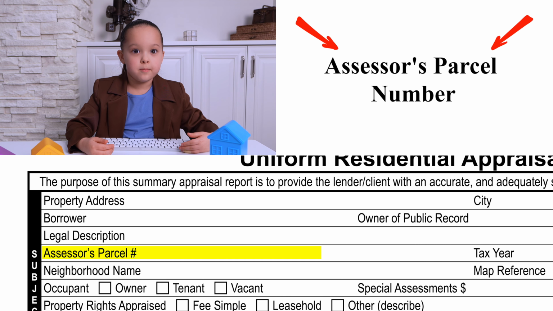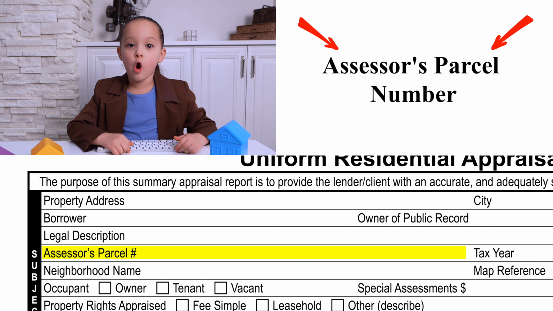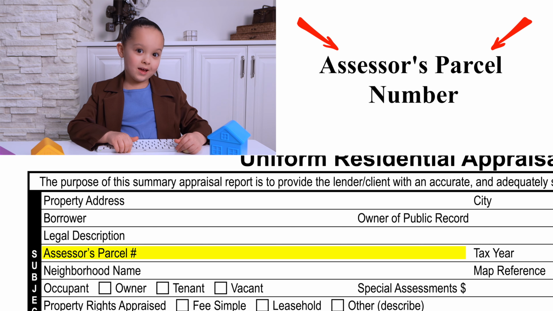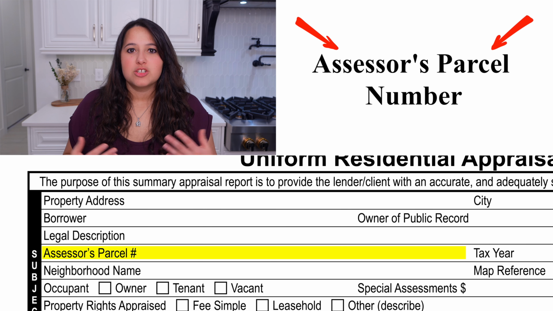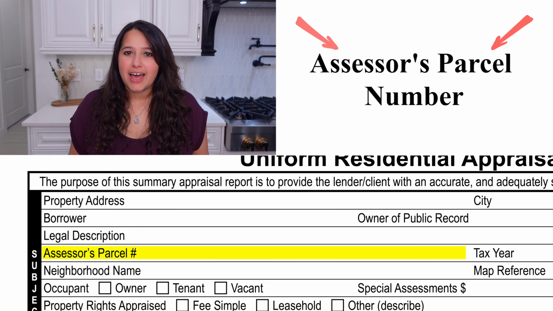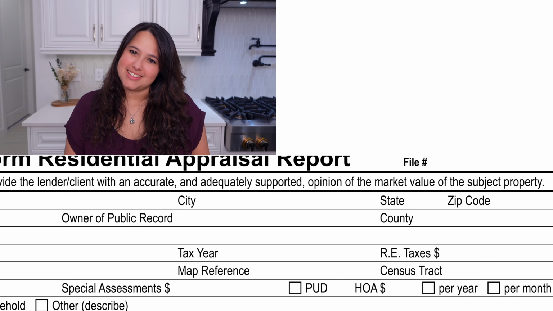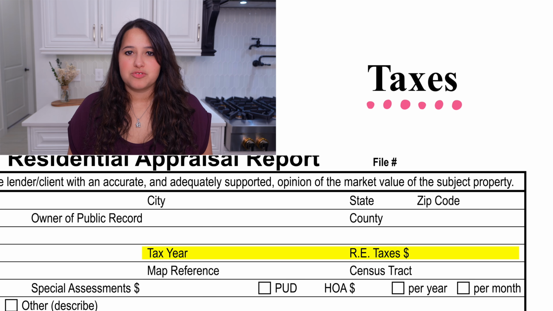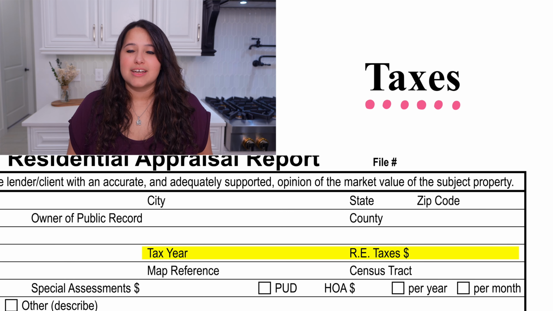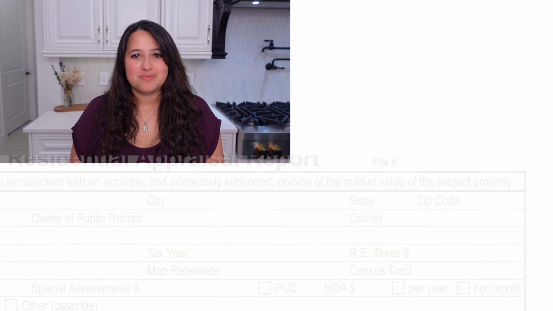Assessor's parcel number. That's the house's secret code for the county, right? That's right, Cosette. It's a unique number used by the tax assessor's office to identify a property. It's also tied to the tax records, which brings us to the next lines. Tax year and real estate taxes. This tells us when the tax information was last updated and how much the owner pays annually. Also, keep in mind that the tax amount on each property is based on the assessed value of the home, which is completely different than the market value that appraisers find.